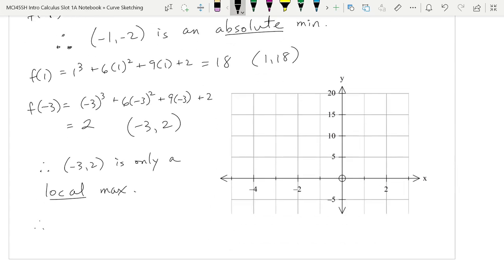and the endpoint is an absolute max. And you might be again thinking, well, how do you know there isn't some other maximum between these 2 points? Well, there can't be, because again, I know that a cubic can only change directions twice.